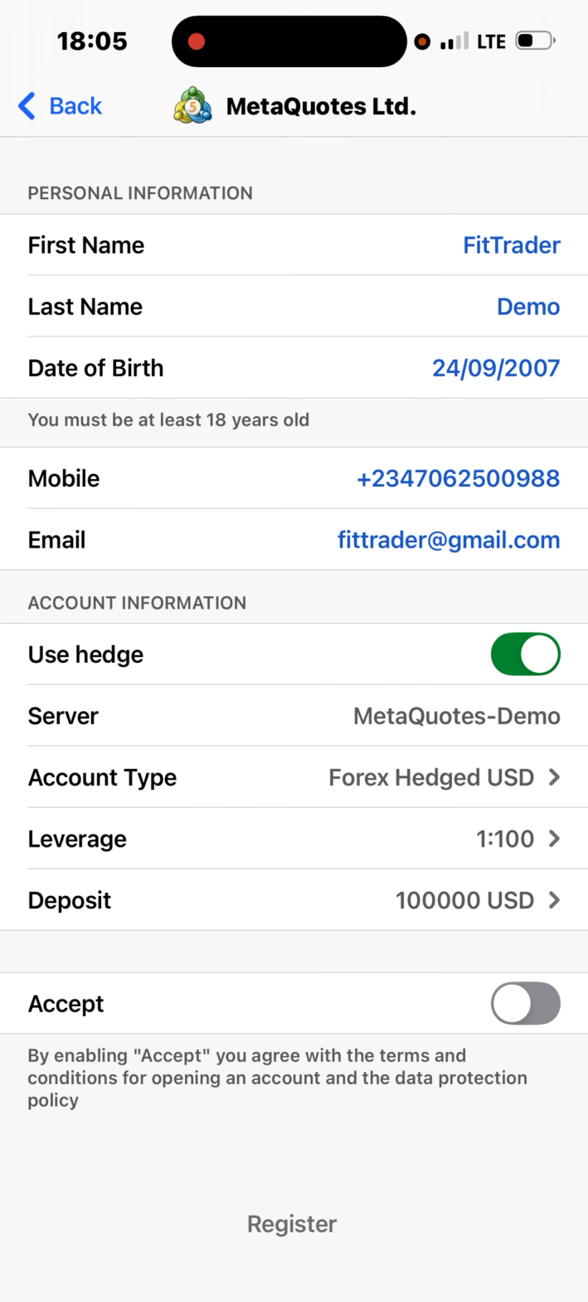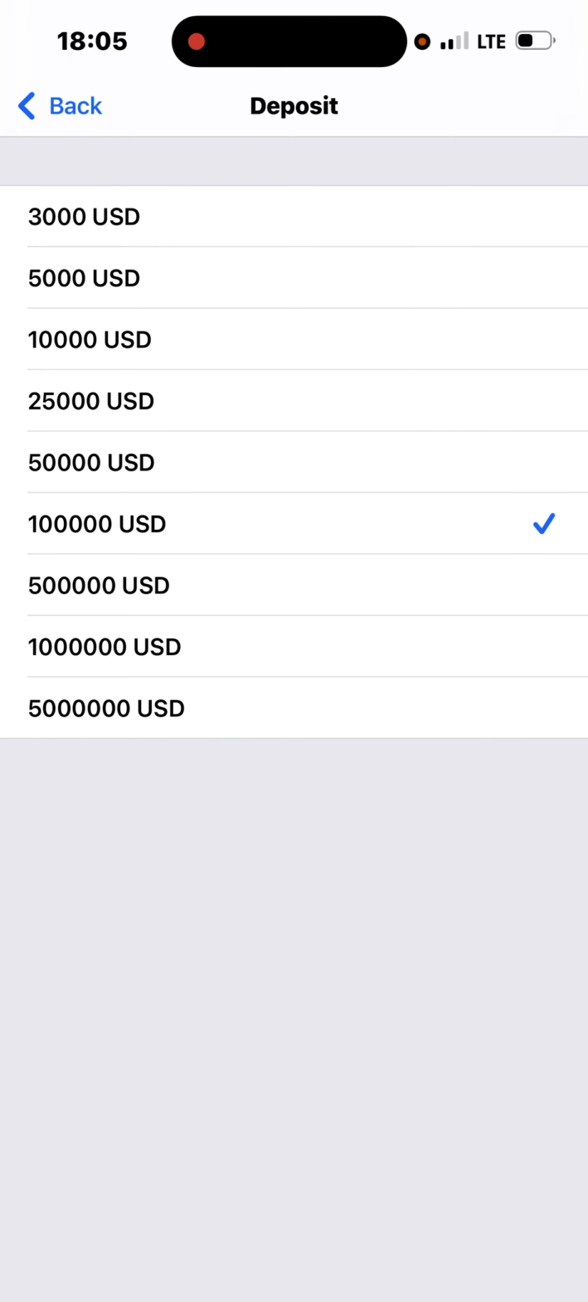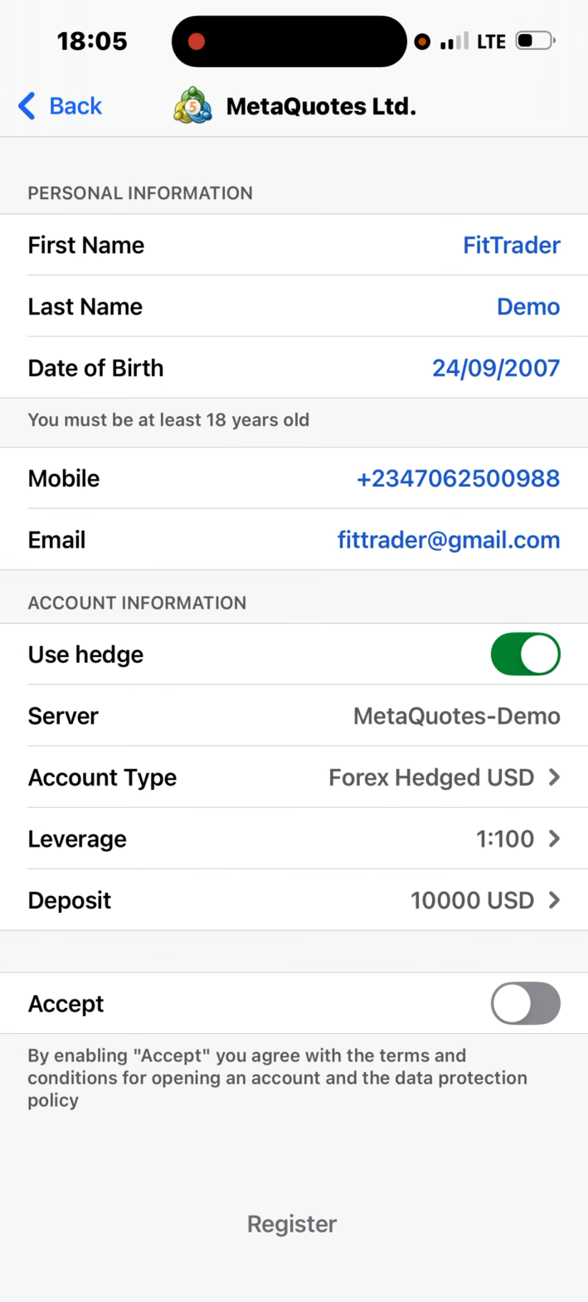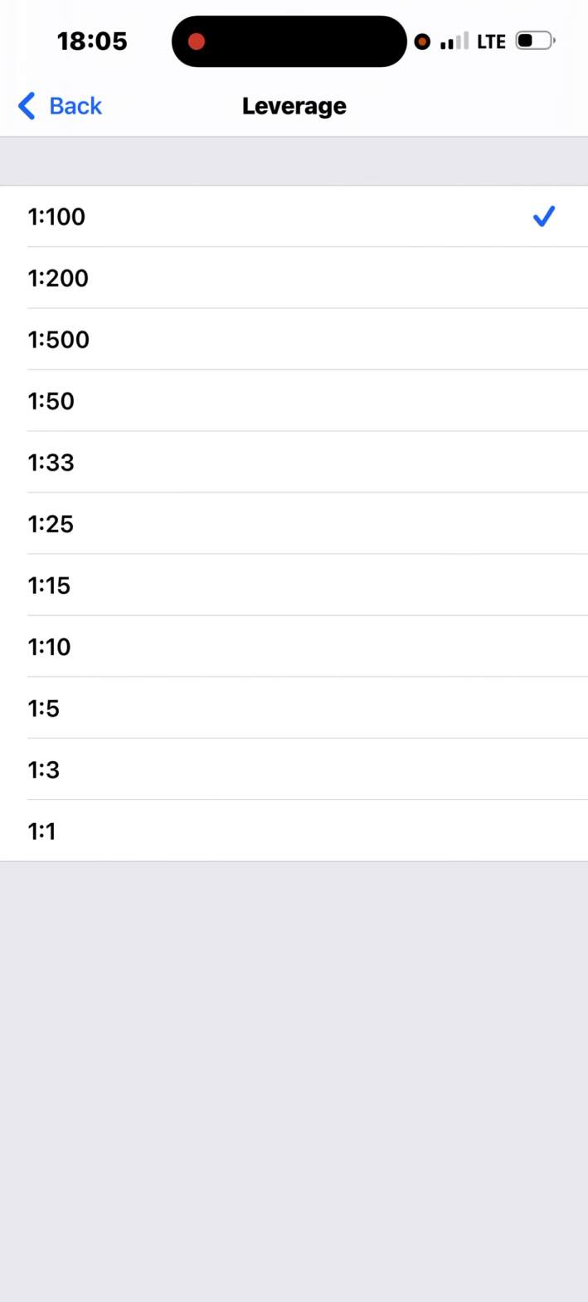Now if you look at the part of leverage, don't forget we said leverage is what multiplies whatever amount of money you're putting in. So let's say our deposit on this account is $10,000. Now let me click on the leverage. If I'm using a leverage of 1:100, it means that my $10,000 is going to be reflecting as 10,000 times 100 in the market. So 10,000 times 100 gives us 1 million. That means I put in 10,000, but my trading power is $1 million.